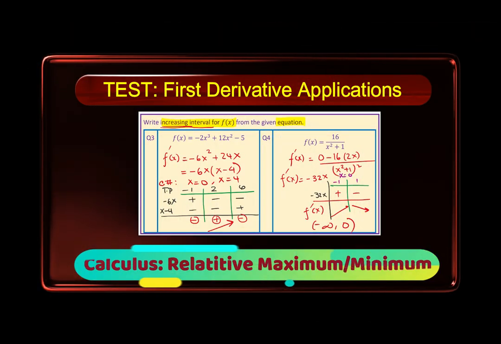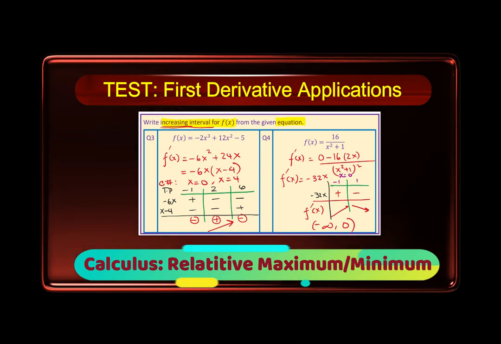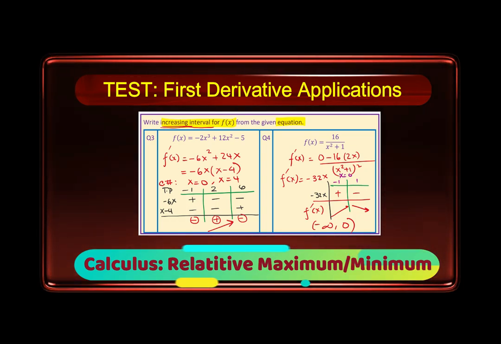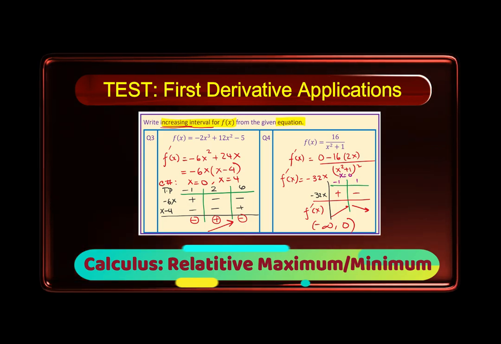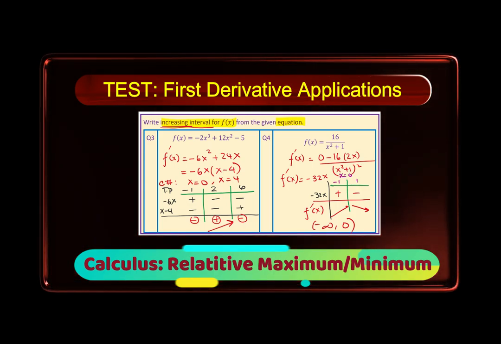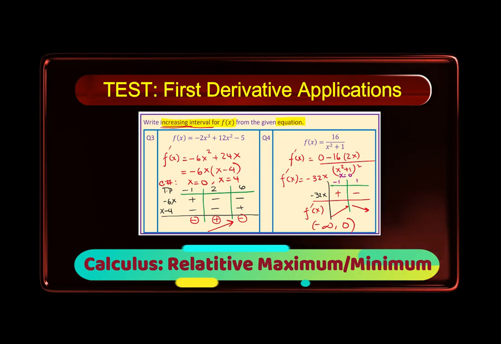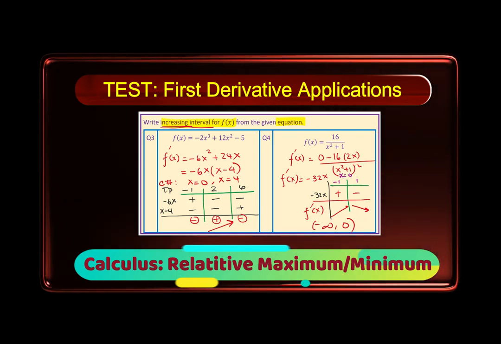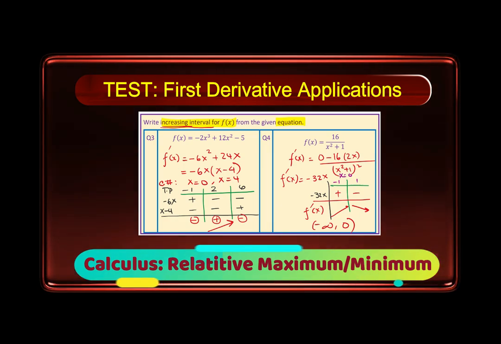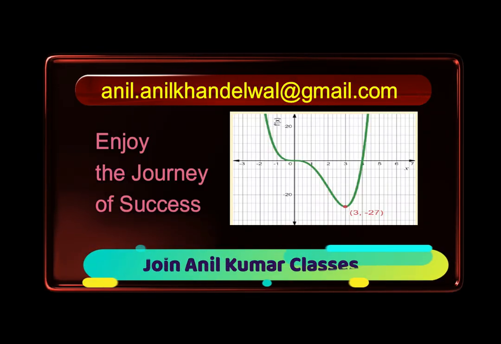I am Anil Kumar, sharing with you some important questions for a test on relative maximum and minimum. Most of the questions relate to analysis of the first derivative. You can find increasing and decreasing intervals and local extrema with this analysis.